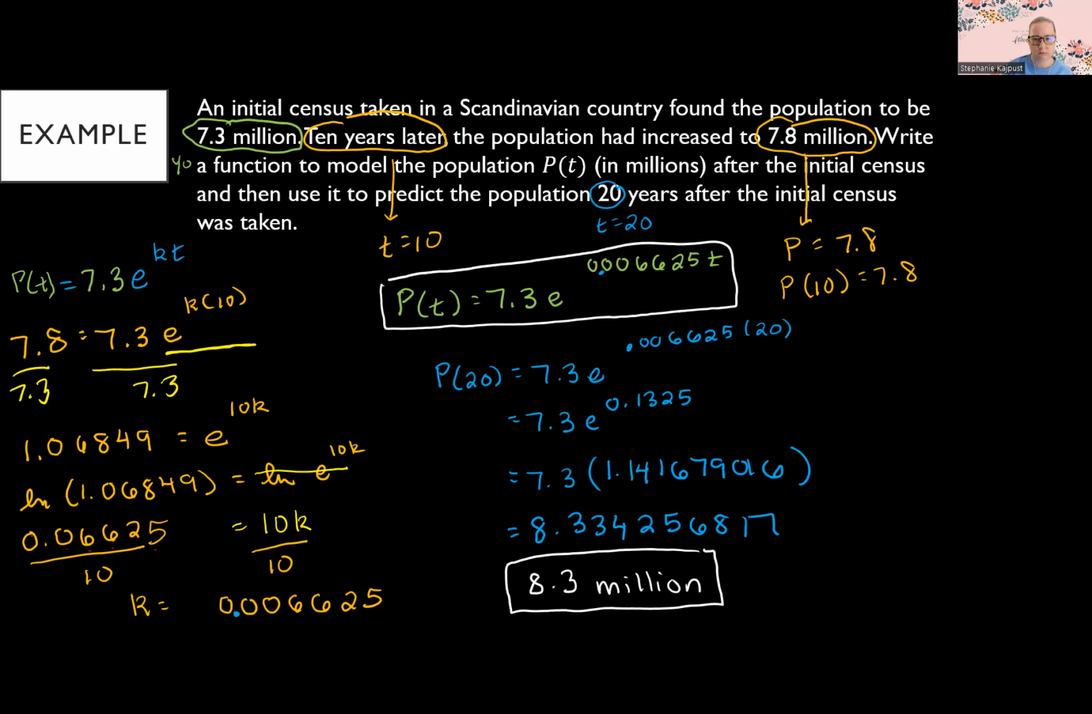Can I ask you a question? On the blue side where this says P of 20 equals 7.3 E, how did you get rid of the 20 on the P side? The 20 is not gotten rid of at all because in function notation, P of 20 just stays there.